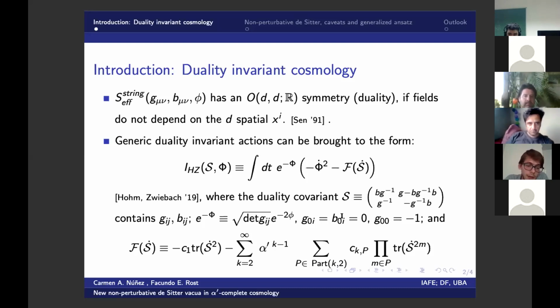It contains all the alpha prime corrections of the theory to all orders, and we can see that generic duality invariant actions are parameterized by these dimensionless coefficients C, K, P. In particular, classical string theory corresponds to a certain choice of these coefficients, since it is a particular duality invariant theory, it is described by a particular duality invariant action. Next, please.